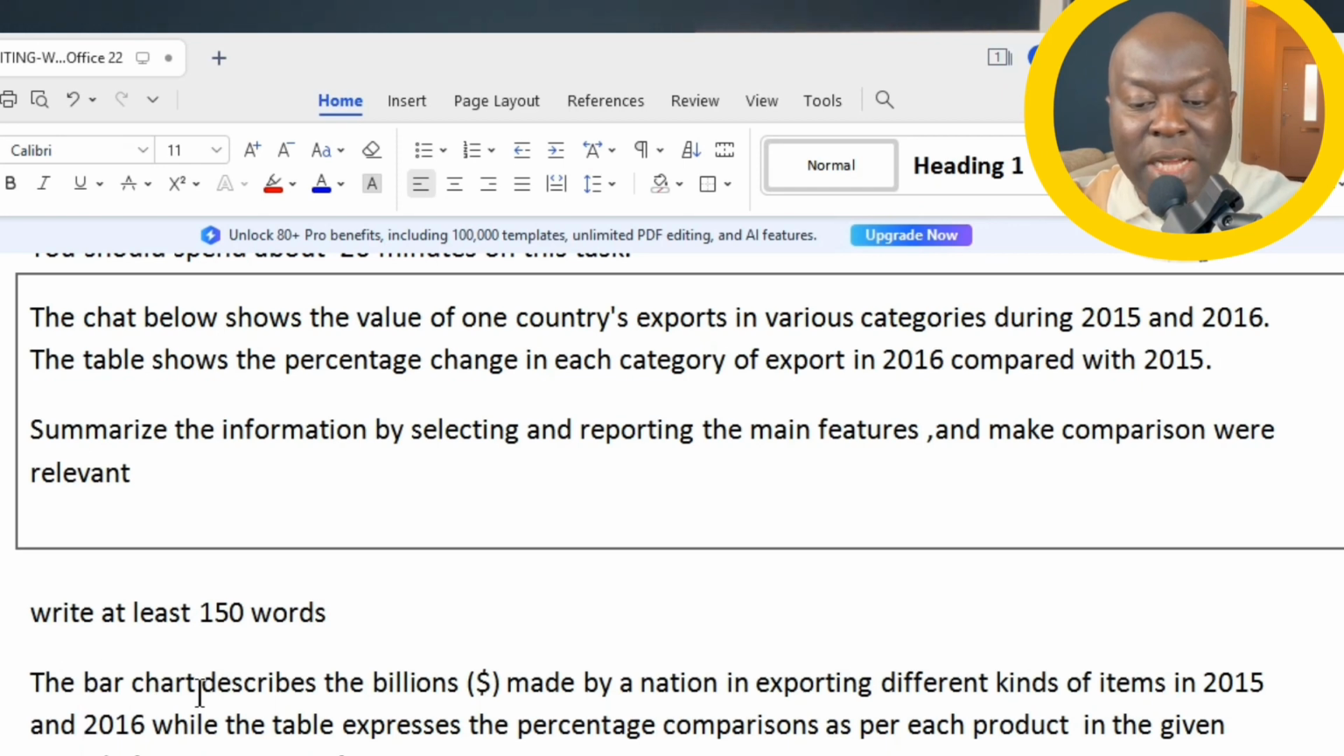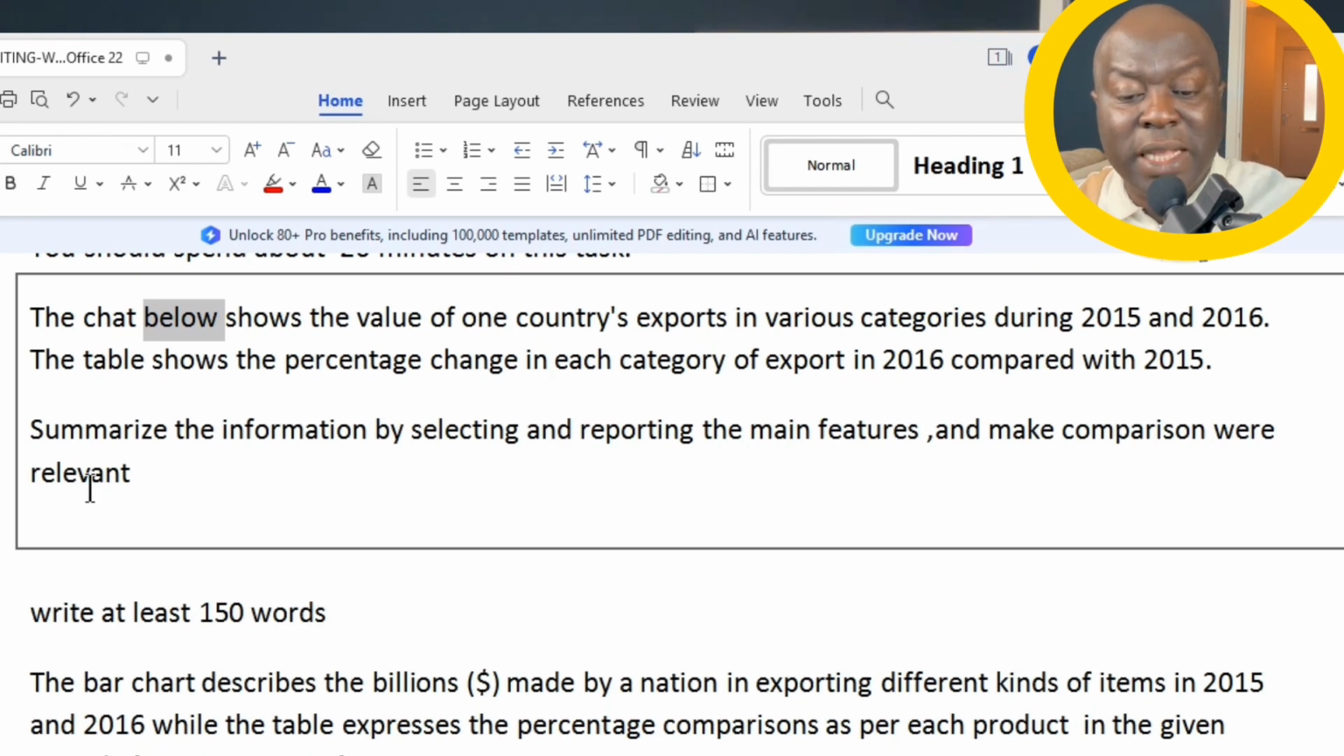I said the bar chart describes. I did not say below or on top, because in your exam you are not going to see the diagram on your answer script. Therefore, there's nothing to refer to below or above. You just go on and answer your question without saying whether it's below or above.